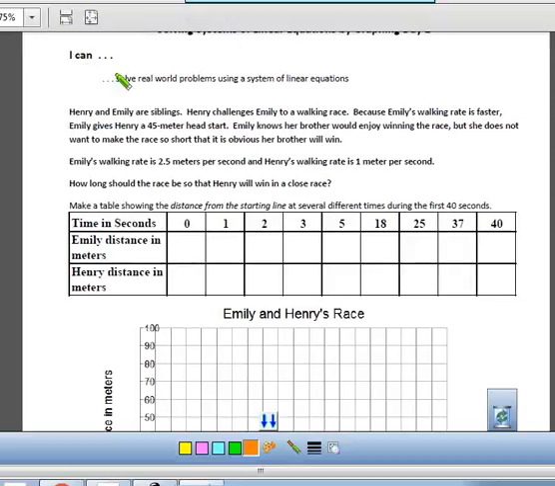Now, I can solve real-world problems using a system of linear equations. And the solution that we're going to be finding for this one, we'll be putting this in a table, but then we'll also be graphing it. So, here is the situation, the example.